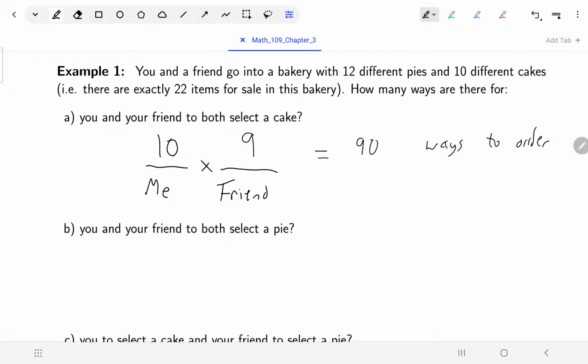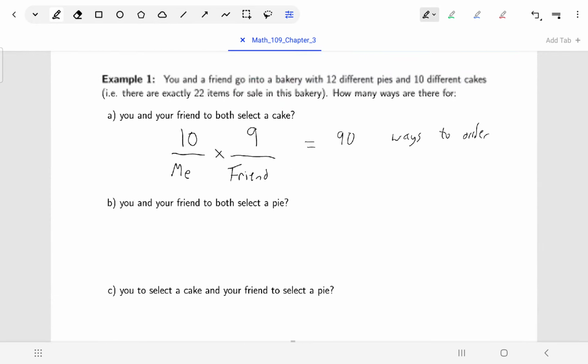And of course, the reverse would have given us the same. If my friend went first, then my friend would have had 10 choices, and then if I went second, I would only have 9 choices, but that would still give us 90 ways for us to make our order. So it doesn't really matter who goes first or who goes second. In fact, we could even imagine it simultaneously. There's 2 cashiers and we're both shouting out our orders. We can't order the same thing, but we can both place our orders.